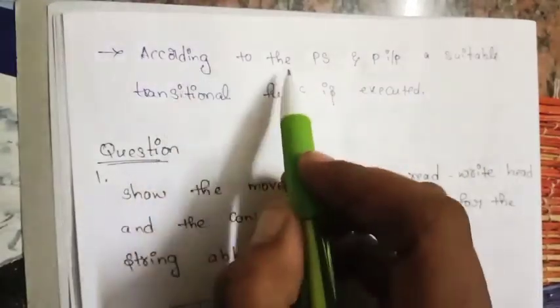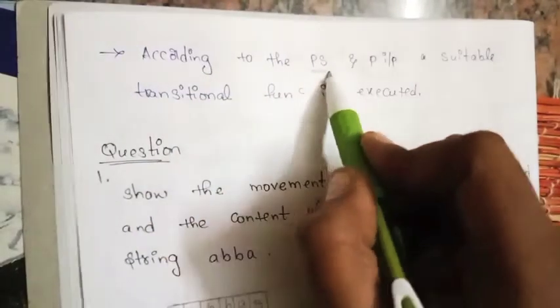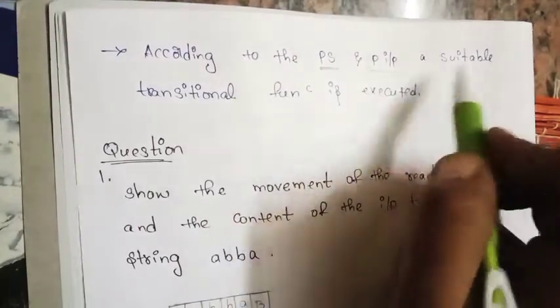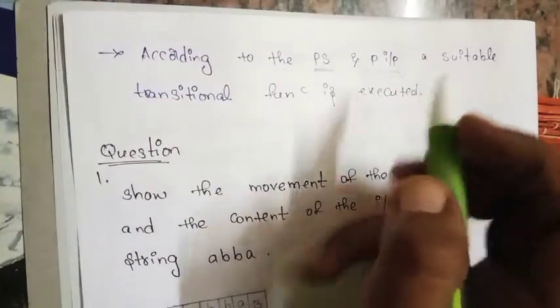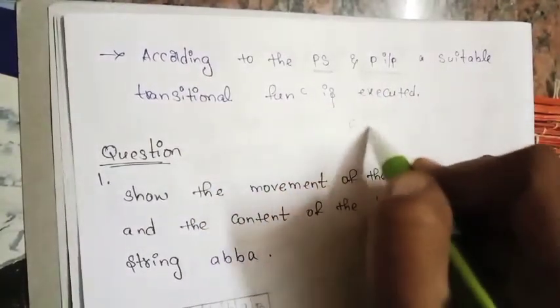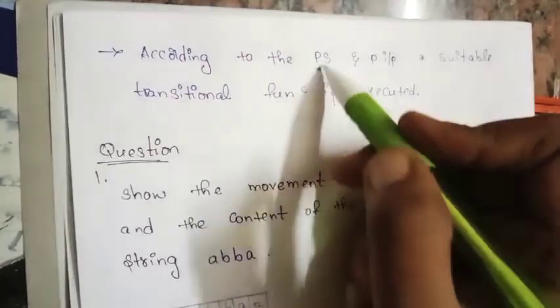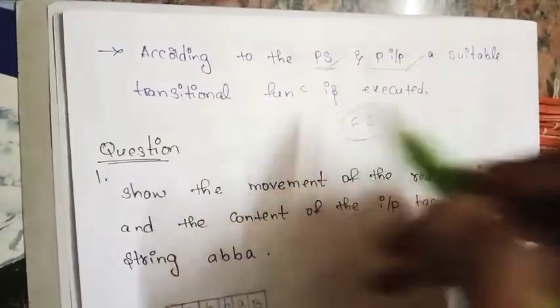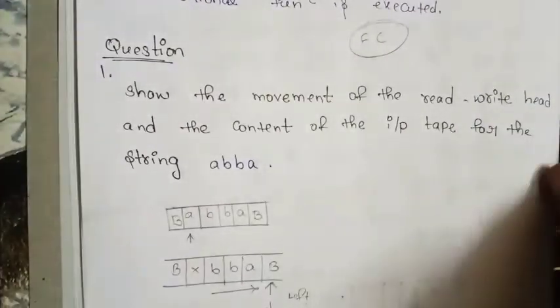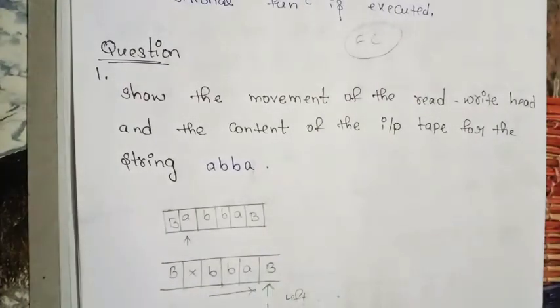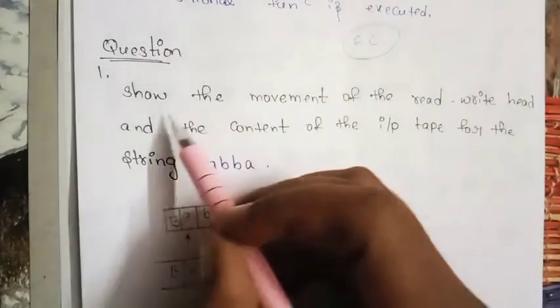See guys, according to the present state and present input, a suitable transition function is executed in finite control, in FC. According to the present state and present input, a suitable transition function is executed, guys. Let us see one question. Then this question will solve all our problems, that means all our doubts.